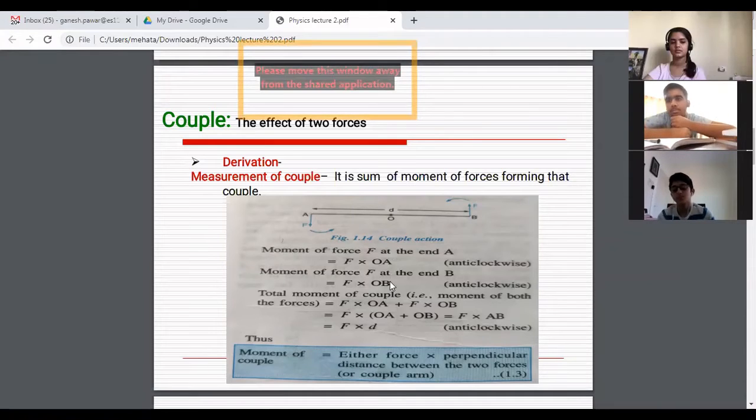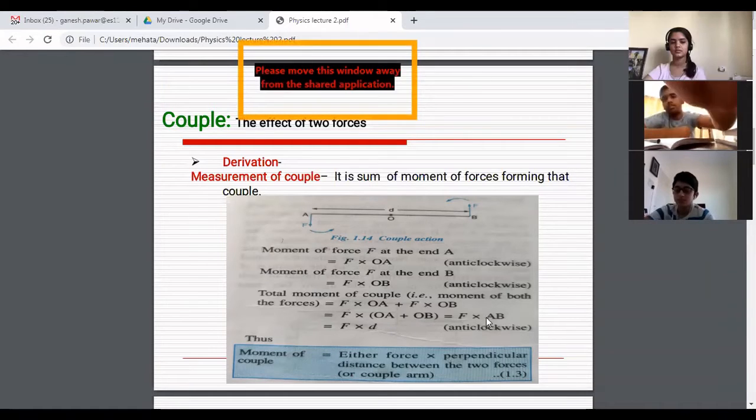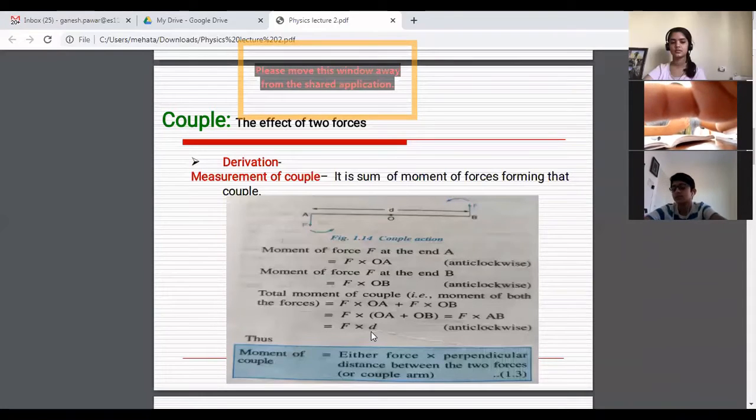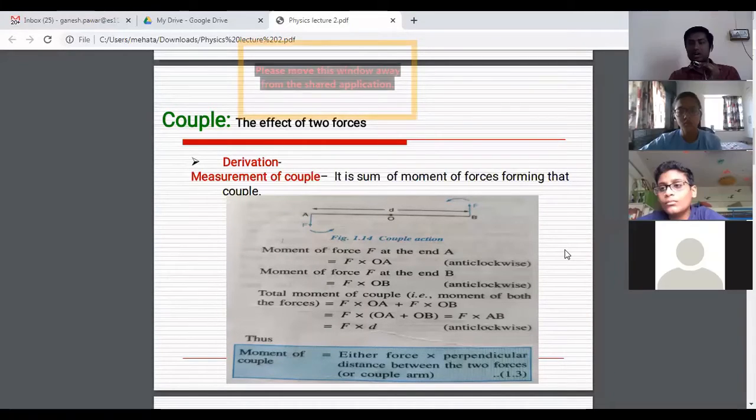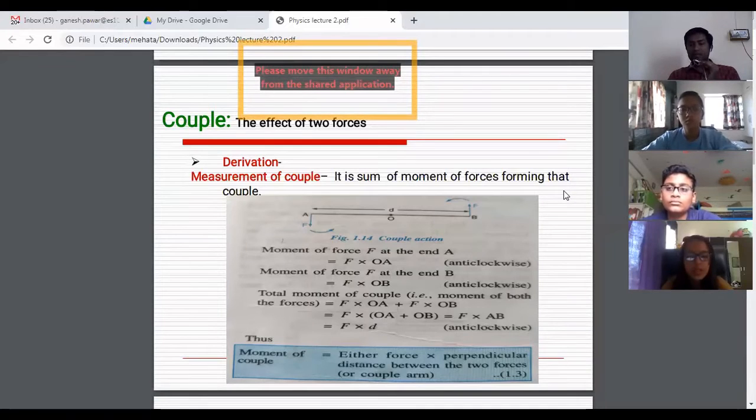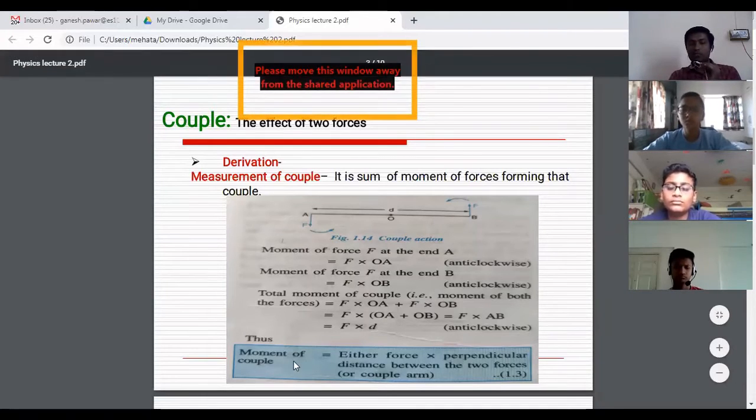Yes, sir. Now, what is OA plus OB? That OA plus OB is nothing but the what? AB. So therefore, that distance AB is called as a small d. So therefore, our moment of couple will become F into small d. Now this small d is called as the couple arm. That small d, AB, is called as a what? Which arm is called as a couple arm? Couple arm. Okay.